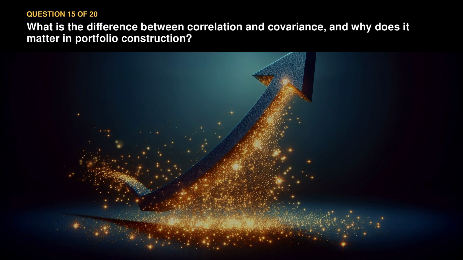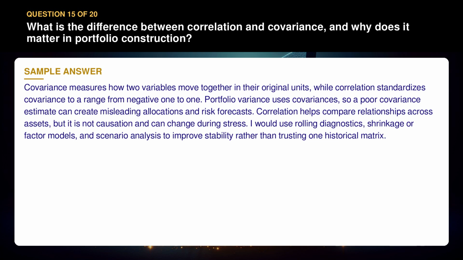Question 15. What is the difference between correlation and covariance, and why does it matter in portfolio construction? Covariance measures how two variables move together in their original units, while correlation standardizes covariance to a range from -1 to 1. Portfolio variance uses covariances, so a poor covariance estimate can create misleading allocations and risk forecasts. Correlation helps compare relationships across assets, but it is not causation and can change during stress.